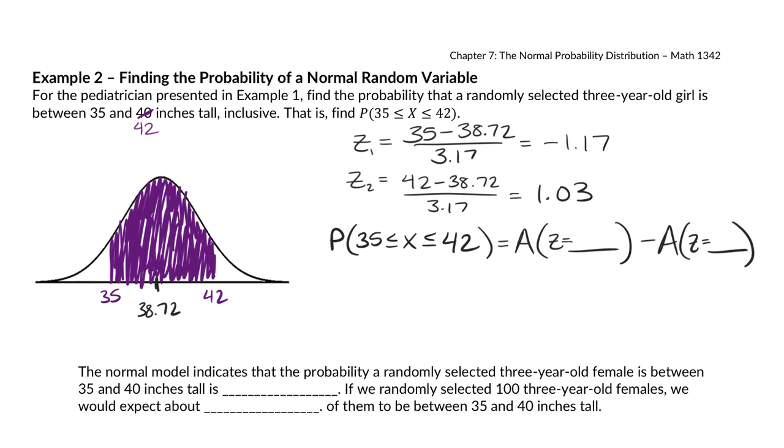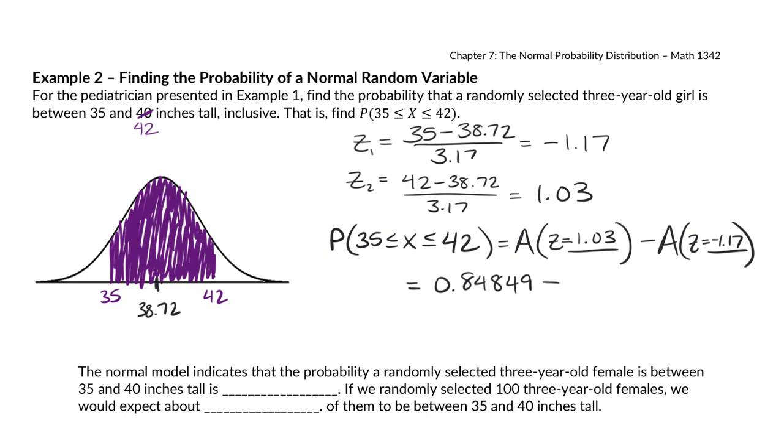Okay, so these are the z-scores that we have. Now we're going to take the z-score for the 42, which was 1.03, and we're going to subtract the area gotten by the z-score of 1.17. So we look at our table twice to get these values, and I'm going to scoot my numbers over. For 1.03, we go to the positive side, we go to 1.0, and then 0.3, what number is there? 0.84849.